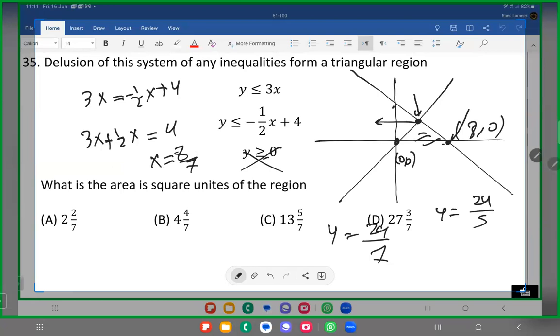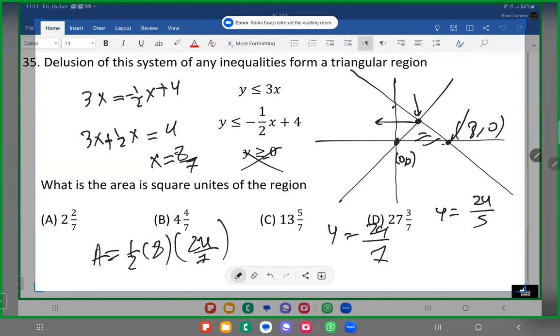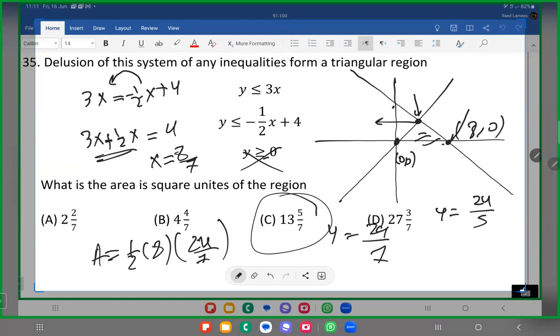Okay. Fine. Now we get the area. Area is equal to half times 8 times the 24/7. How much is that? Yeah, 13.5. It's C. Okay, thank you for the correction. Fine. So yes, when we shifted this here, we put it as a plus. Yes, great. Thank you very much.